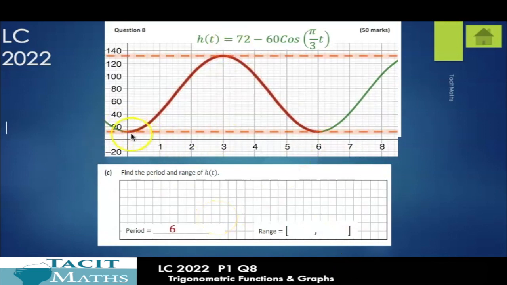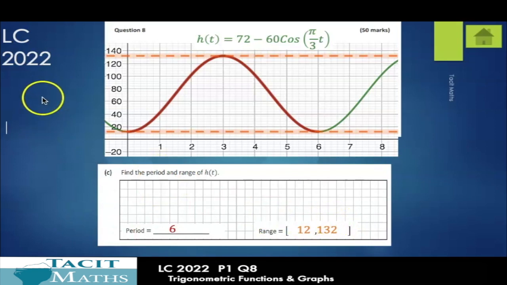Whereas the range then is the lowest point in the graph to the highest point of the graph. Okay, now you can't really tell that just by looking at the graph, but if you go back to your table, you'll know that the lowest point, when t is 0, was 12, and the point when t was 3 was 132, right? So without any calculations, if that's all you wrote down, that was your 5 marks there straight away.